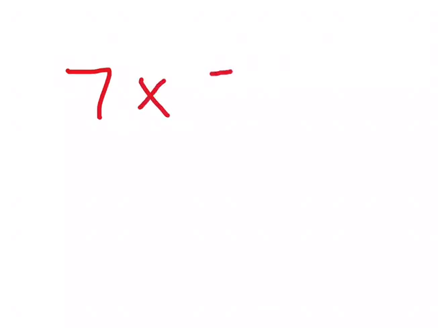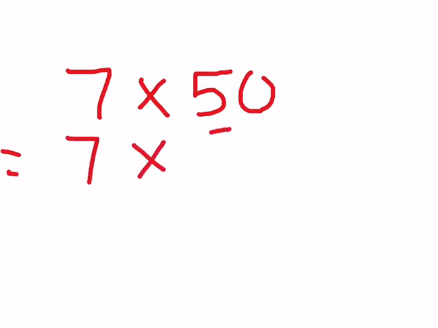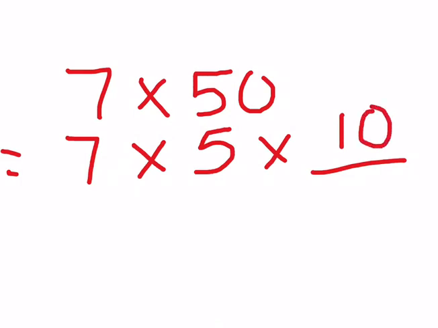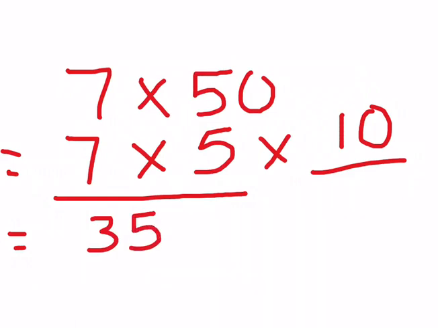Alright. Now, let's try another one. 7 times 50. 7 times 50, I can write it as 7 times 5 times 10, right? And who knows this one? What is it? If you wrote 10, then that's good. 7 times 5 times 10. Let's do it from left to right. What is 7 times 5 first? 7 times 5. Please remember your multiplication table of 7. It's 35. Good.